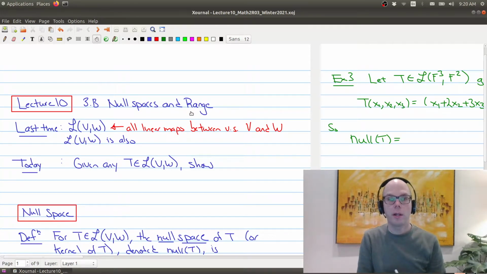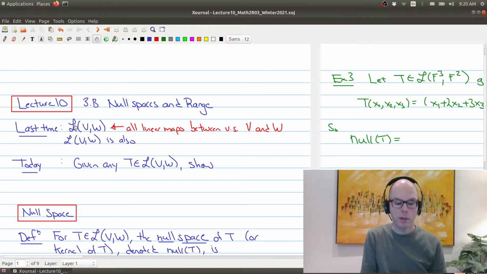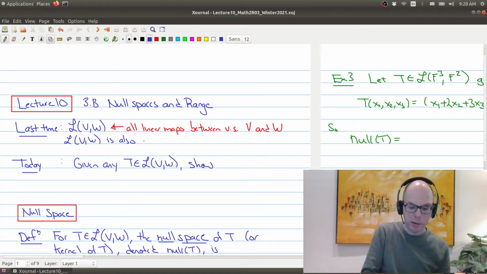And just to give you a quick recap of where we are, last time I introduced the space of all linear maps between vector spaces V and W. So we have a collection of functions between V and W, and we saw last time that this set is also a vector space.